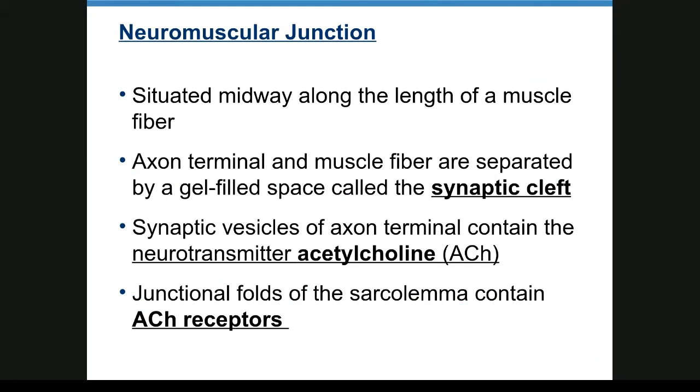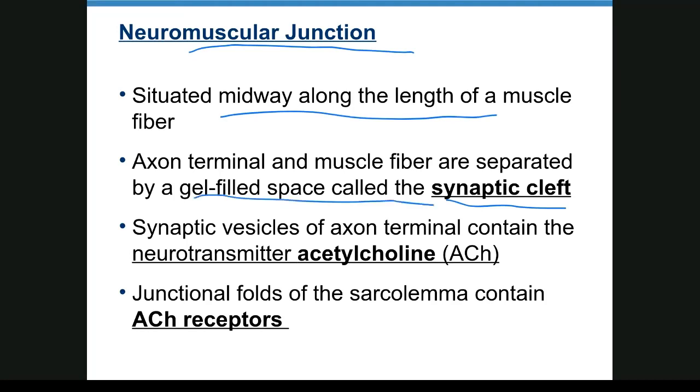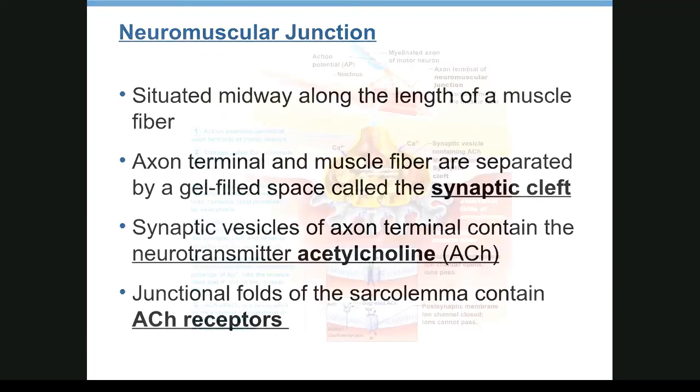Now, the neuromuscular junction is situated about halfway along the muscle fiber, and you have a cleft, the synaptic cleft, which has a gel or fluid-filled space, and vesicles that contain the neurotransmitter acetylcholine are released into that space, and the sarcolemma has acetylcholine receptors that then start the whole action potential process.